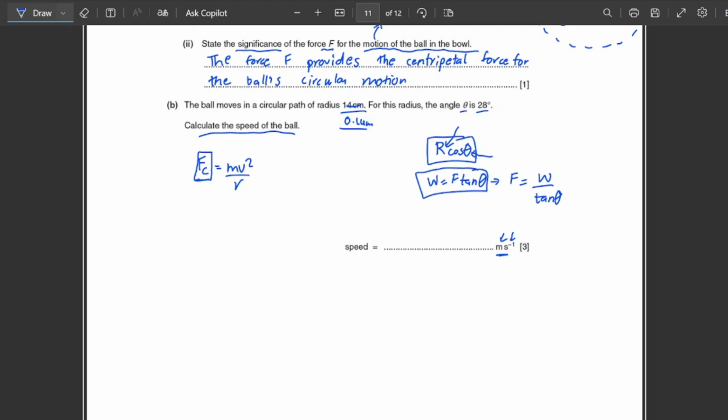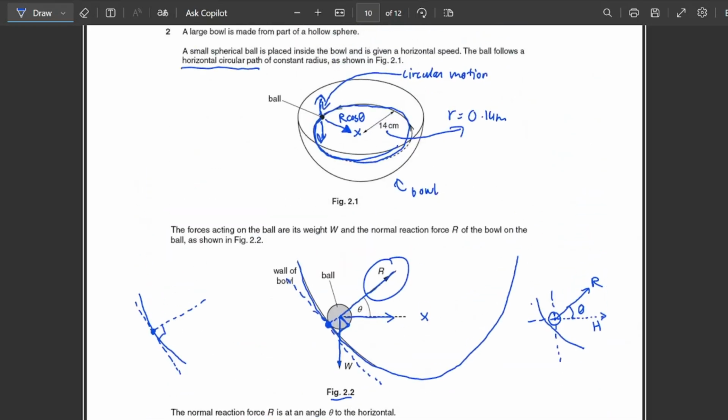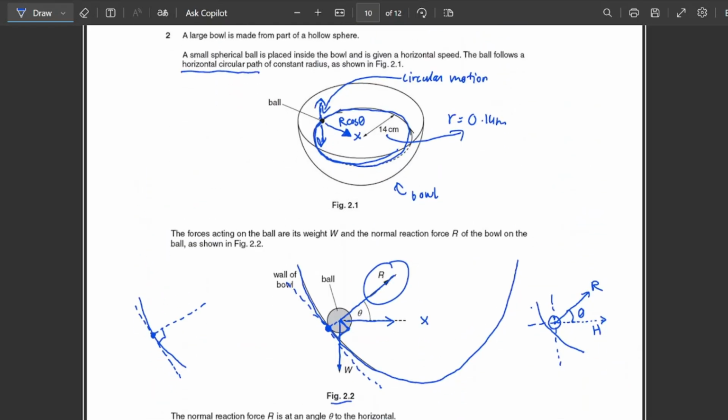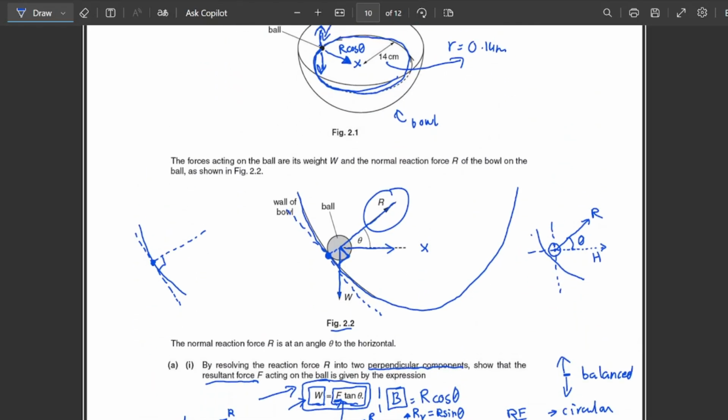But using this equation, I actually can find my resultant force, because I know what the W is going to be, and I know what my theta is. And I think they've given me the W in the question. If I can just go over here and check that out, I'm trying to see. Okay, so they didn't give me the weight for the ball.